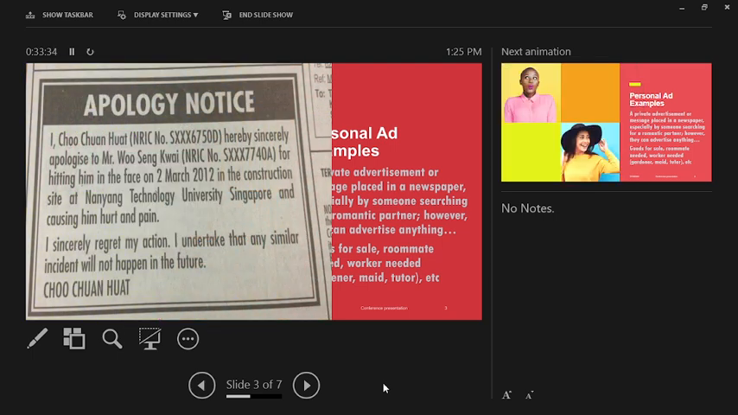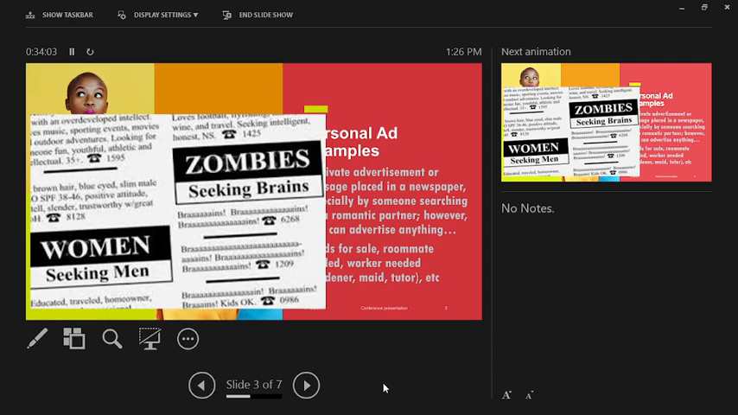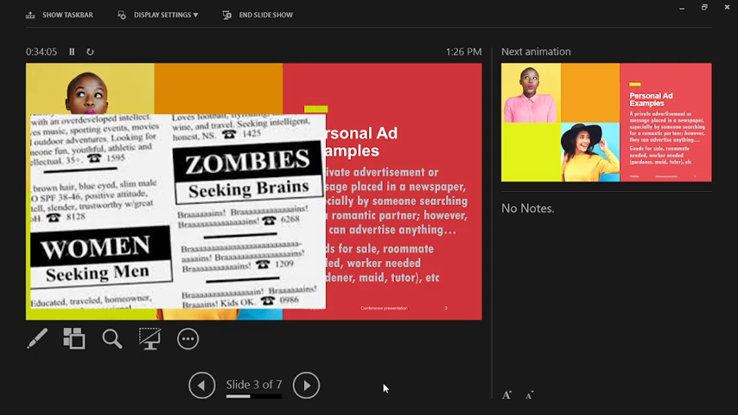This one's an apology notice. This is just weird. It's I Chu Chan Hout. Hereby sincerely apologize to Mr. Wu Sang Kui for hitting him in the face on March 2nd, 2012 in the construction site at Nanyang Technology University, Singapore, and causing him hurt and pain. I sincerely regret my action. I undertake that any similar incident will not happen in the future. She felt really bad. These are just some general examples.